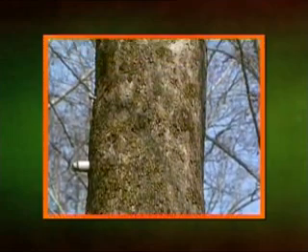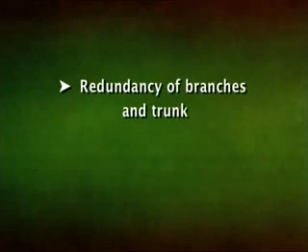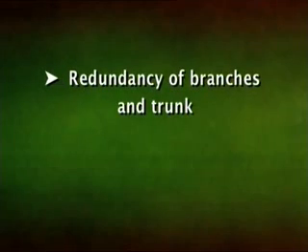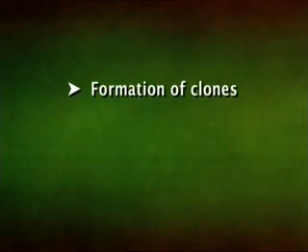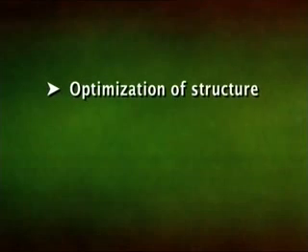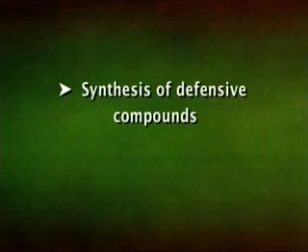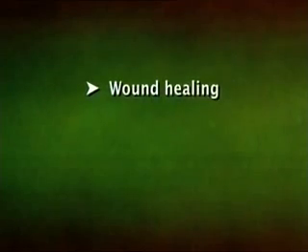The characters which are responsible for the longevity and large size of trees are apical meristem activity, secondary growth, root growth, redundancy of branches and trunk, which results in large-scale replacement of dead and damaged organs, sectorality of vascular system, formation of clones, optimization of structure, hormonal coordination, synthesis of defensive compounds to defeat enemies, compartmentalization of decay, and wound healing. We will now discuss all these characters one by one.